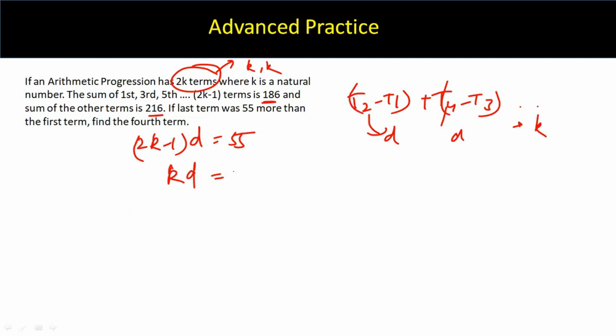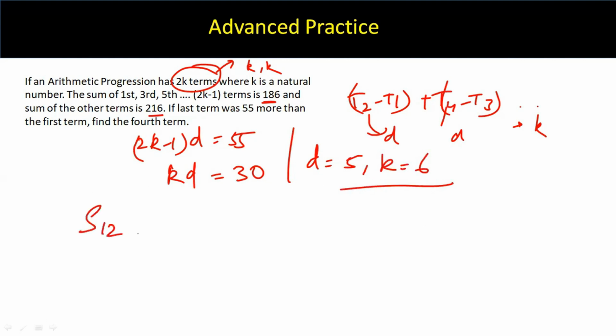kd is equal to what? 30. Yes, then from the first equation, substituting kd, we'll find that d is equal to 5 and k is equal to 6. Now we know the total sum is 402. So we just use the formula of sum, then we find a, and then we have the answer.